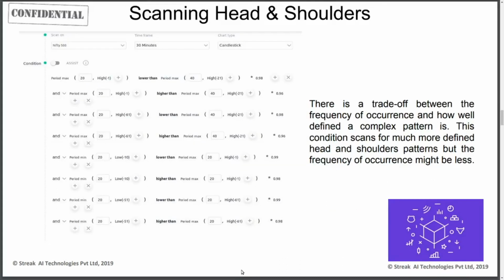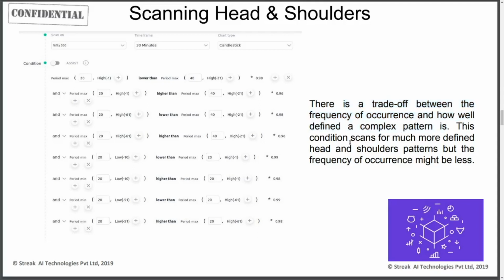Now this is a very strict scanner, looking for an ideal head and shoulders pattern. You can pause it and create it as you want. But there is a trade-off: the frequency of occurrences and how well they occur is defined by this complex pattern, right?